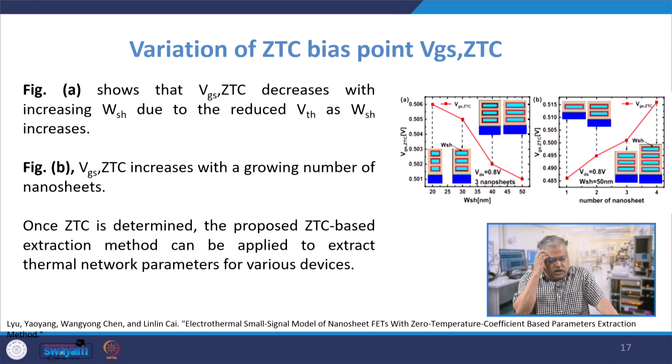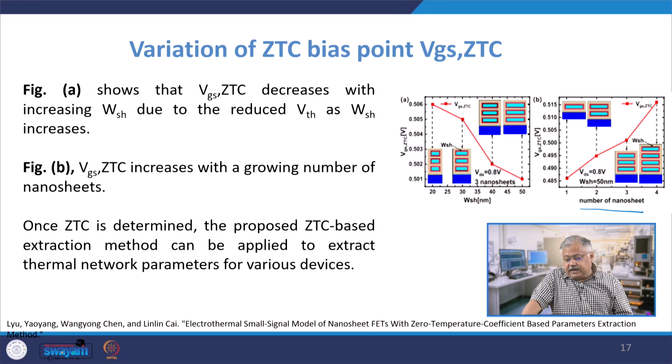So what we are showing you here is basically the variation of ZTC with respect to sheet width. WSCH is the sheet width, and this is the number of sheets. If you go on increasing the sheet width, the ZTC point, the gate voltage at which you get the ZTC point, starts to shift lower and lower, right? Though the variation is not so large, it is of the third order of magnitude, nonetheless there is a variation which affects the ZTC point. And this is one of the best ways to extract the value of the ZTC point.